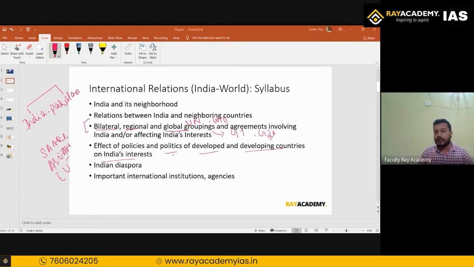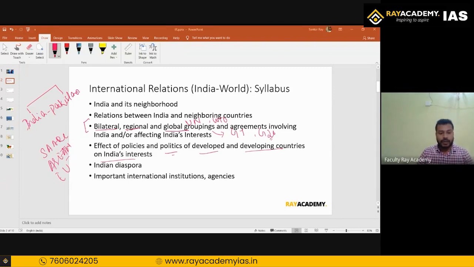no need to understand the global politics part. Like, for example, how USA maintains relations with, let's say, Iraq. That is for the PSIR optional, not for GS. Okay, some points might be important, but the details are not important for your GS. So initially, in this India and the World series, we will specifically talk about international relations along with the interest of India only. Okay, so that should be our focus.